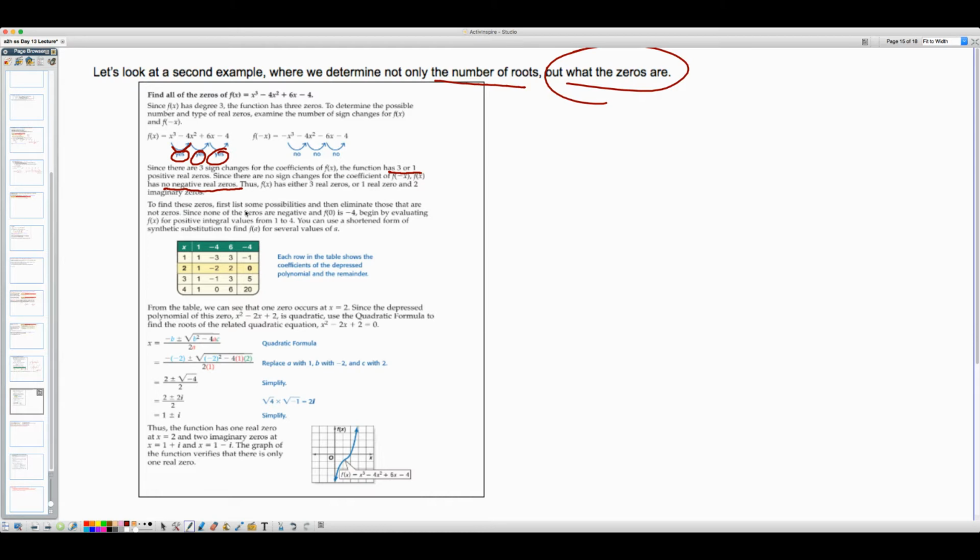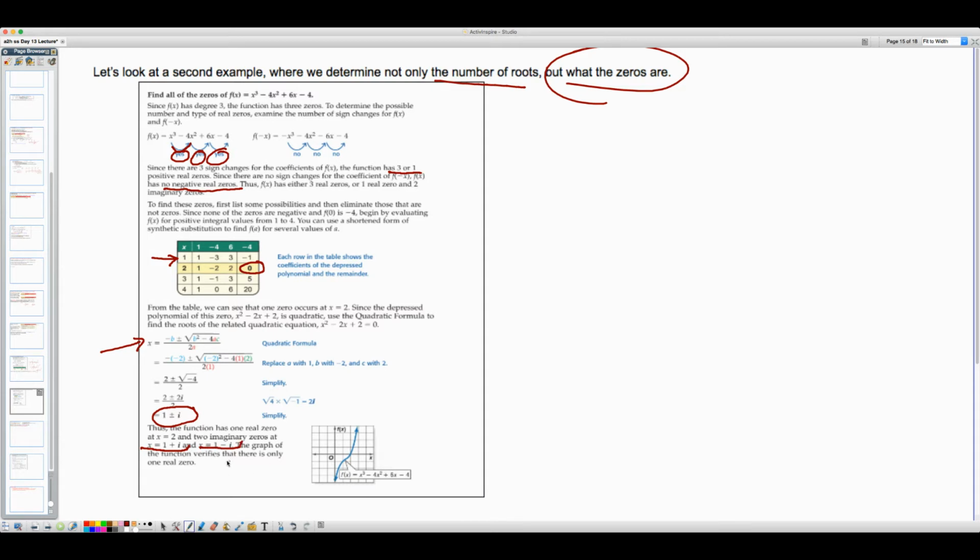To find these roots, we can list some possibilities and then we can eliminate them. So you could go through and substitute in here, and oh, there's a root because my remainder is 0. So I know that this is going to be one of my roots, and these are not real roots. And then I would substitute that back in and try to solve for the others. I would use the quadratic formula, and I come up with 1 plus or minus i. So my roots are 1 plus i and 1 minus i.